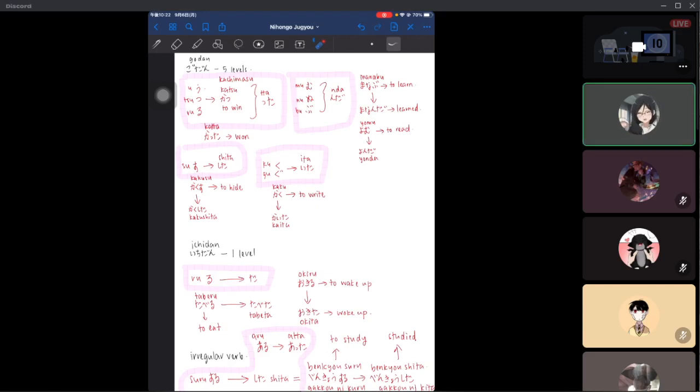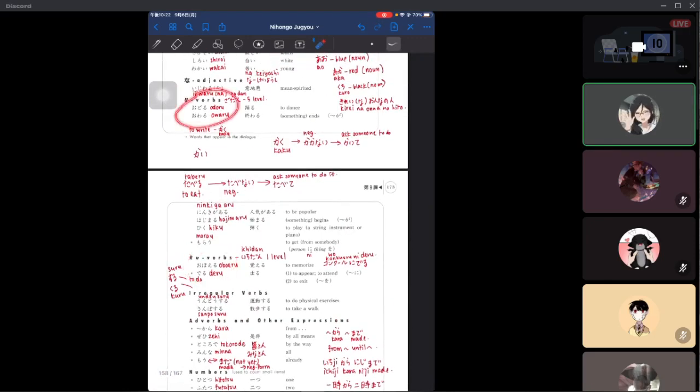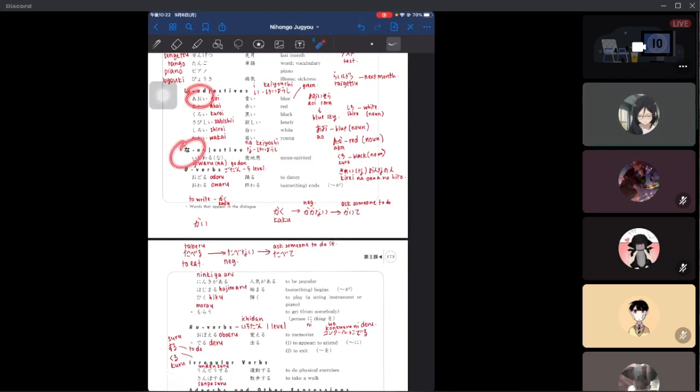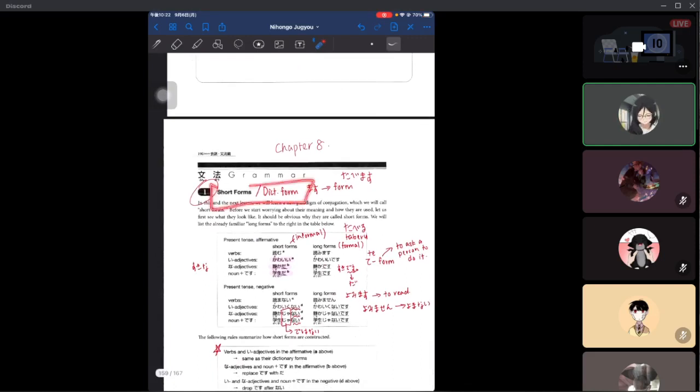So if you want to practice getting used to conjugating, you can refer back to the previous chapter's vocabulary: the ru verbs and u verbs, as well as the i adjectives and na adjectives. Try to conjugate them yourself into past tense. Even forming the short form dictionary form, not the past tense, is good practice too. So I guess for today's class, I have to stop here.